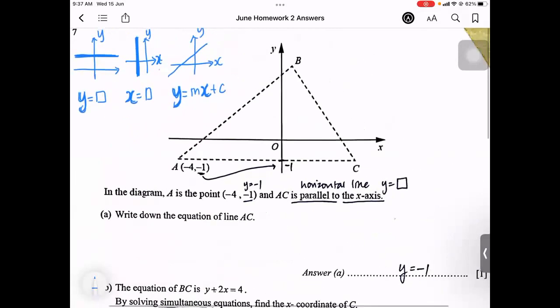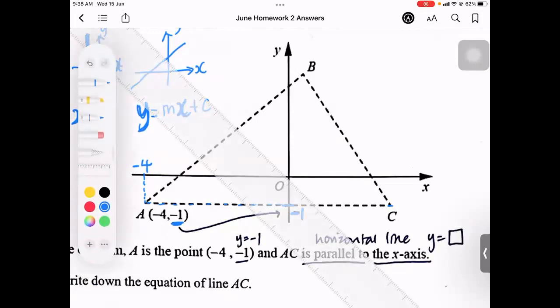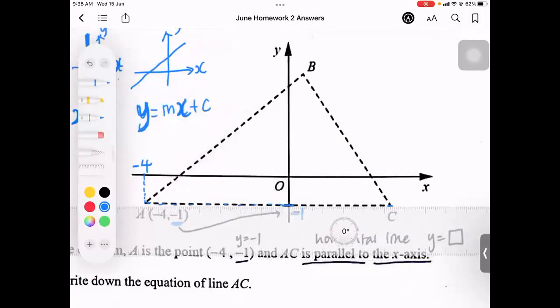Okay, next one. Inside the diagram, A is this point, -4, -1. What does this tell you? The y value -1 means on my y-axis, this is -1. On my horizontal axis, the x value is -4. Then you notice C is on the same straight line over here. So we have one same straight line over here.